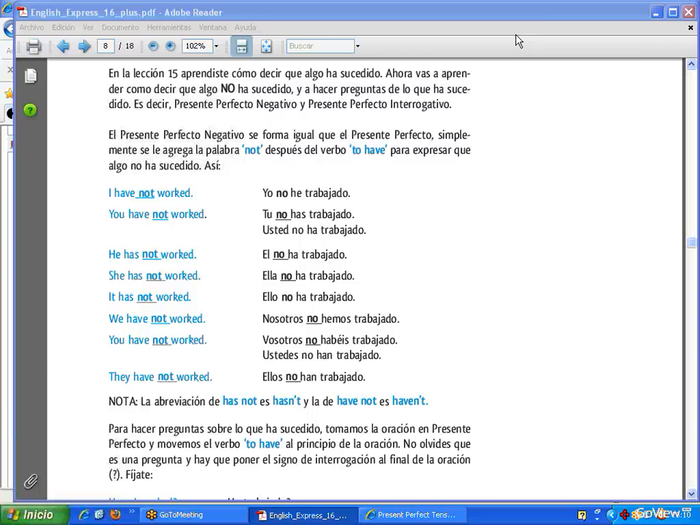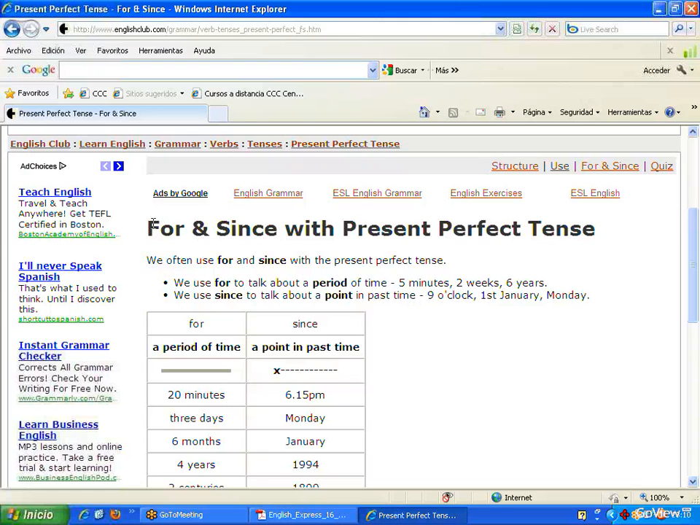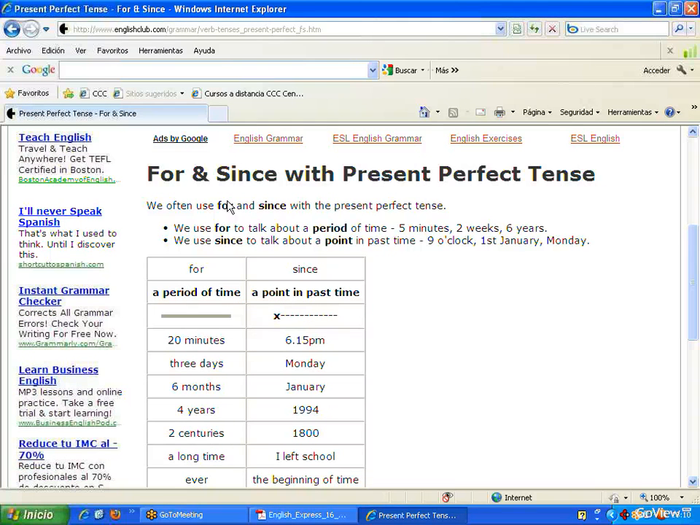But first, let me just. I have not worked. Bueno. I have not worked. Cuando. Exactly. Well, obviously, it's in the past. I'm just going to show you on my English grammar page for and since with present perfect tense. Okay, we often use for and since with the present perfect tense.